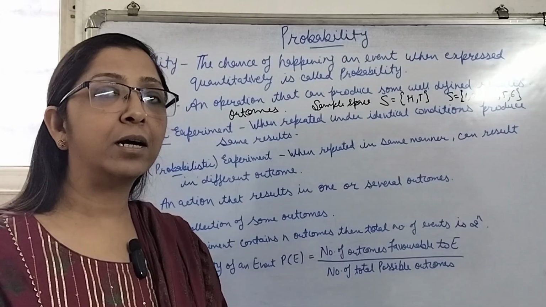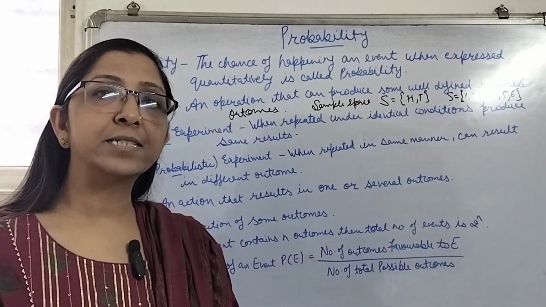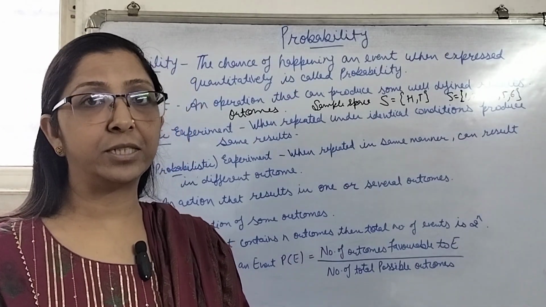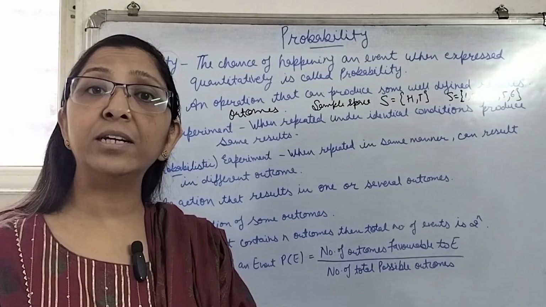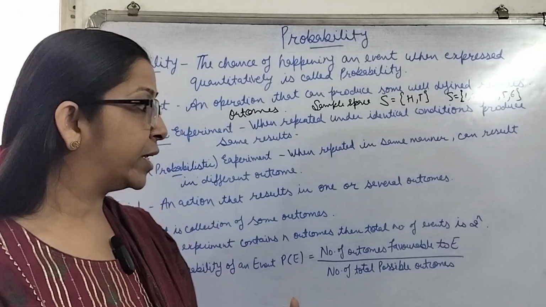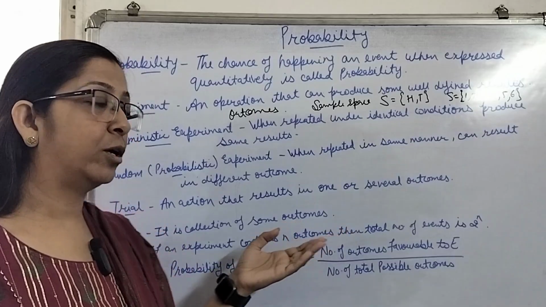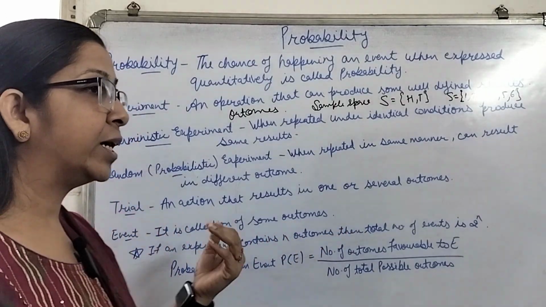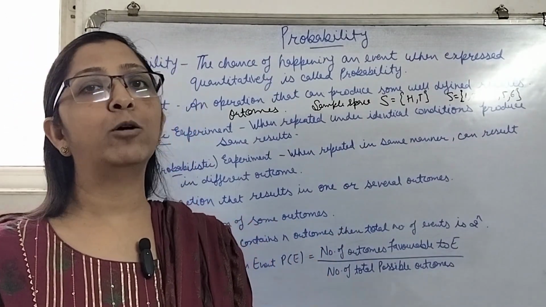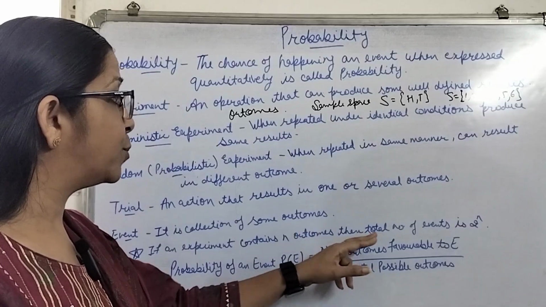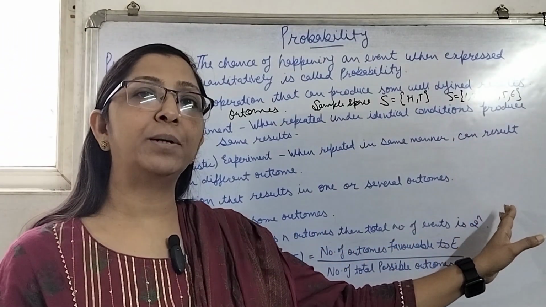If we are rolling a dice, in that case getting one is one of the events. Getting even numbers could be one of the events. So whenever we are conducting any experiment, a collection of some outcomes is your event. If there are a total of n outcomes, then the number of possible events will be 2 raised to the power n.